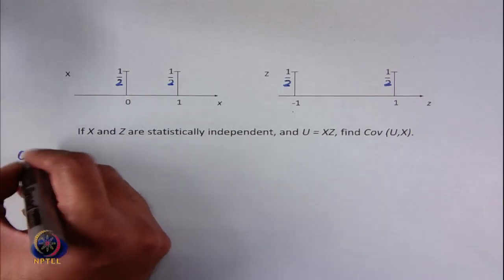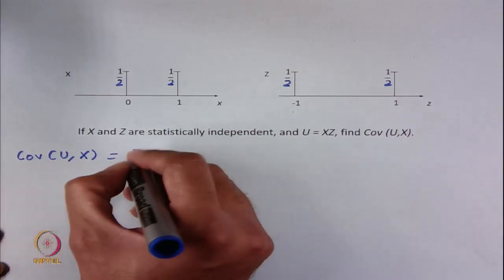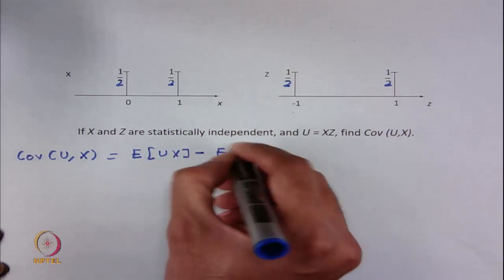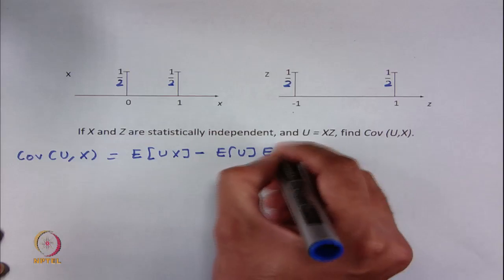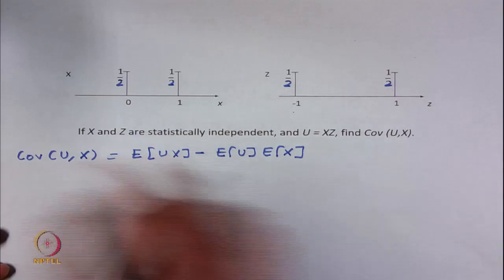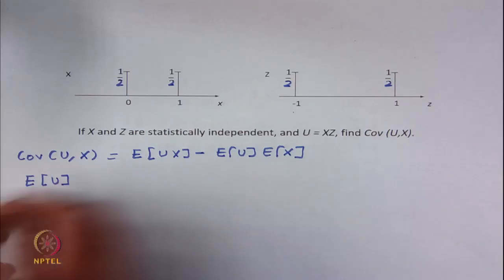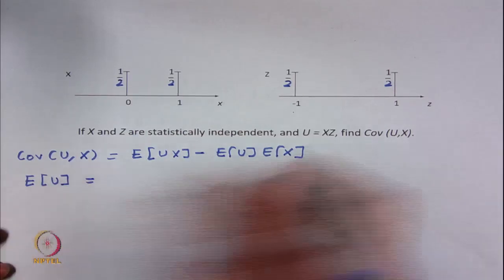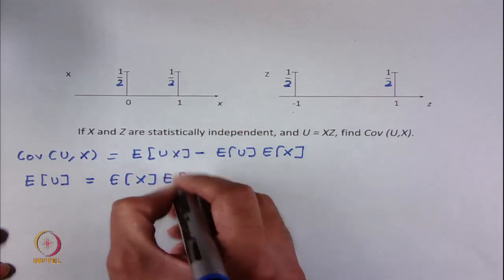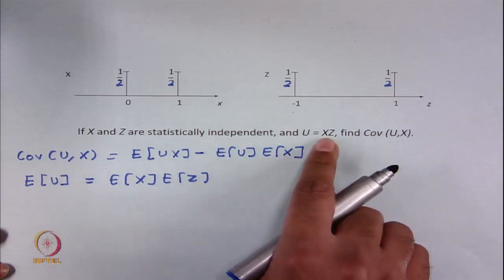We have to find the covariance of u and x, and by definition it is the expected value of u x minus the expected value of u times the expected value of x. Let us first compute the expected value of u. U by definition is x times z, so this is the expected value of x times the expected value of z, because x and z are statistically independent.